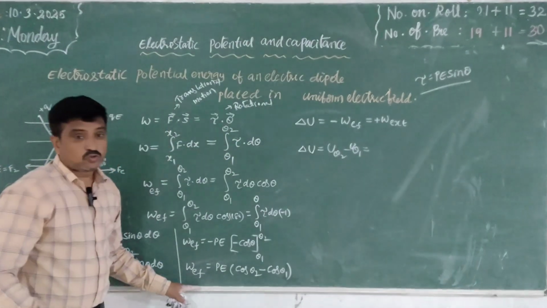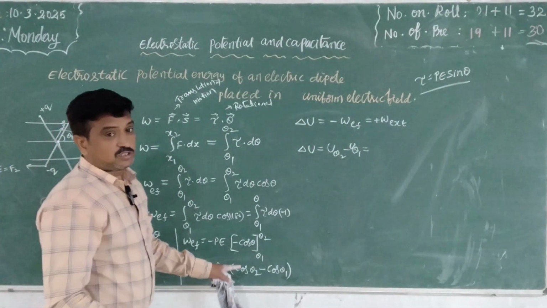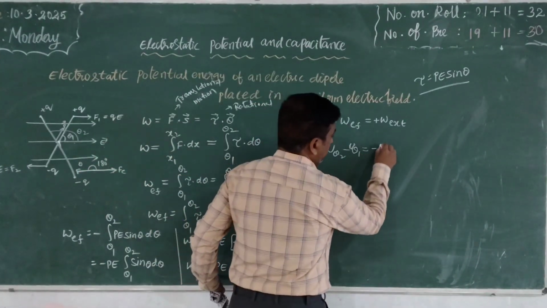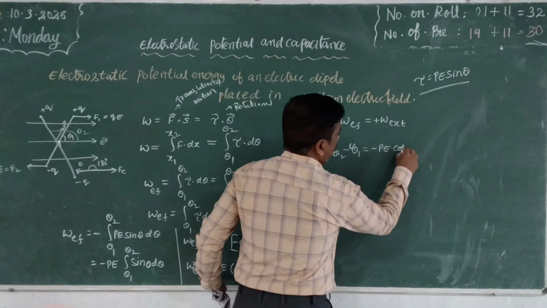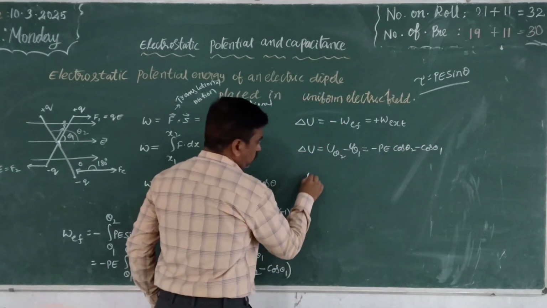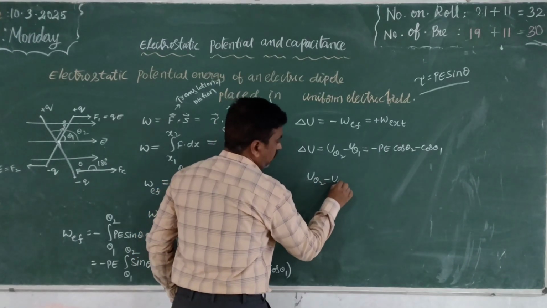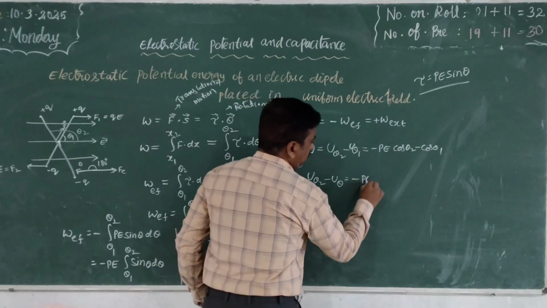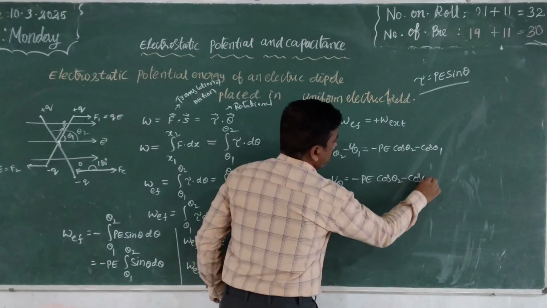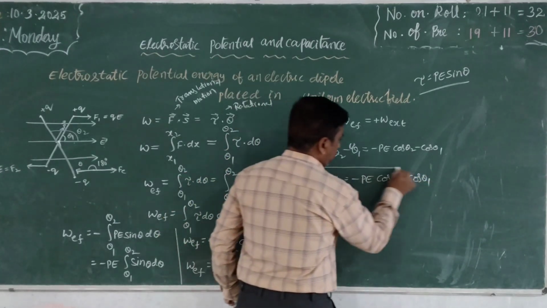Here we can give a negative sign, that we call a change in potential energy. That is minus Pe cos theta 2 minus cos theta 1. See here, we get U theta 2 minus U theta 1 equals minus Pe (cos theta 2 minus cos theta 1). It is the electrostatic potential energy.